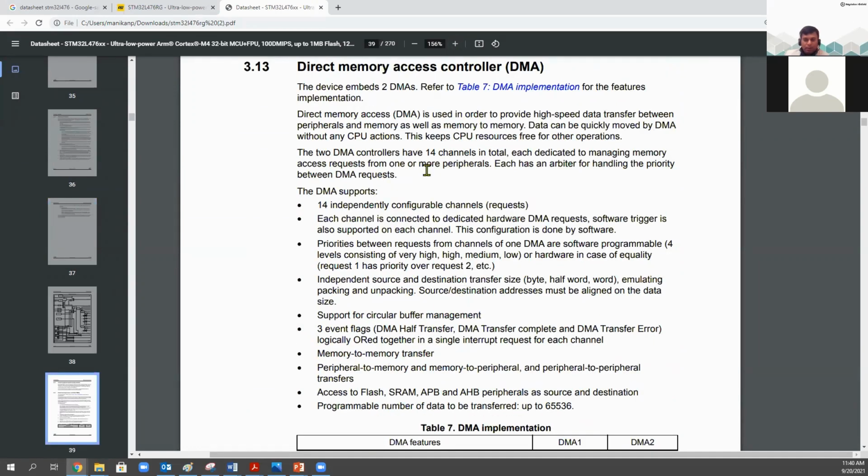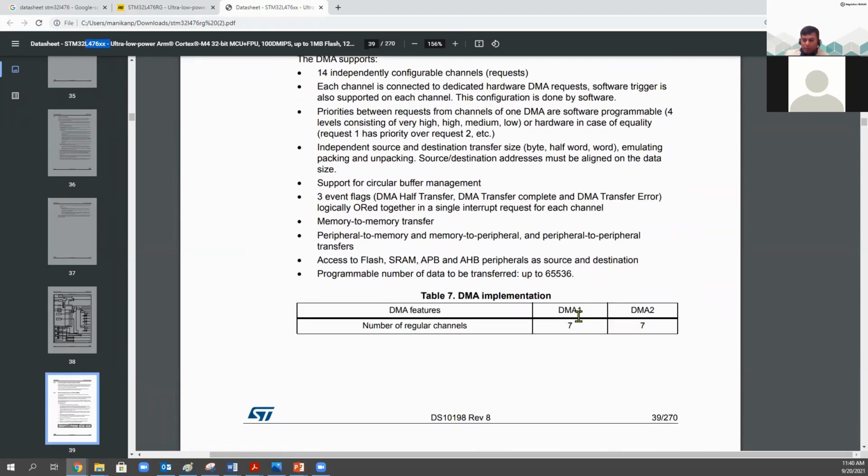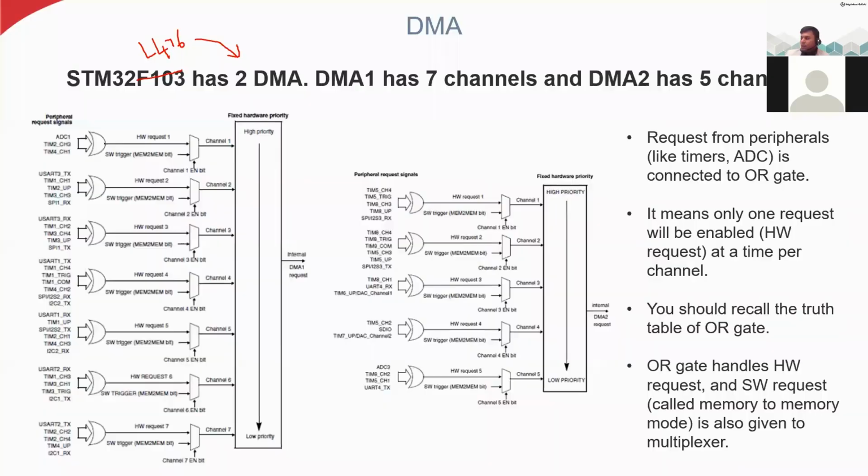So in the DMA section, you can see how many. Okay, so this is the L476, you can see here it has two DMA controllers and each one has 7 channels. DMA1 has 7 channels, DMA2 has 7 channels. So that is the difference between different microcontrollers. This is L476. But F103 has 7 channels in DMA1 and 5 channels in DMA2.